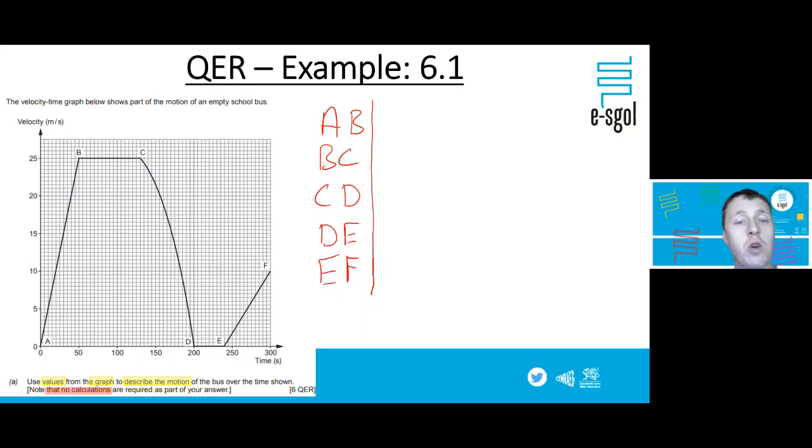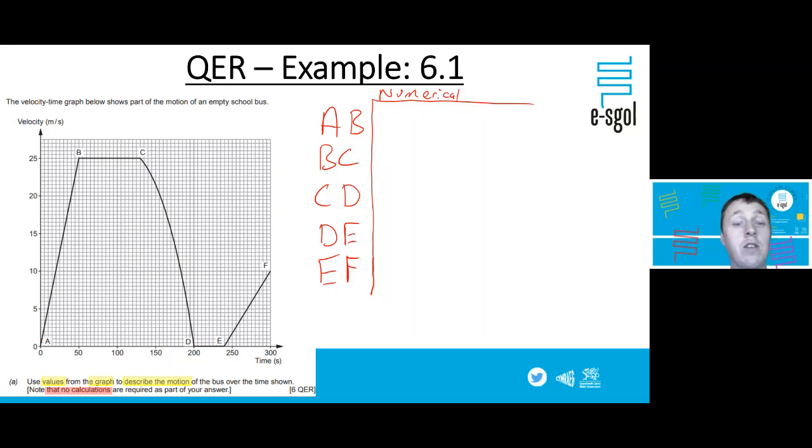What you might notice as you try to pull out information like this before you attempt to write is that this is starting to form a table. I can see now A to B, B to C, C to D through to F. There's different motion in each step along. So A to B, what are your keywords that describe A to B? Well, you can see there's a change in velocity from 0 to 25 meters per second. So you might want to put here, what is the numerical change?